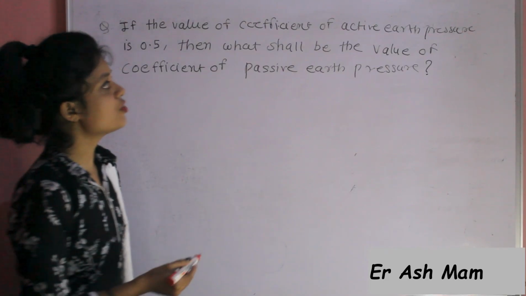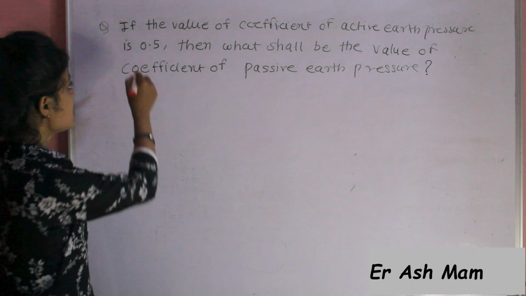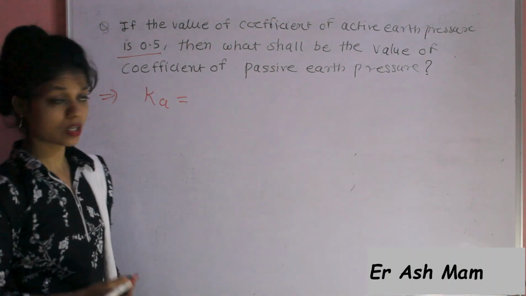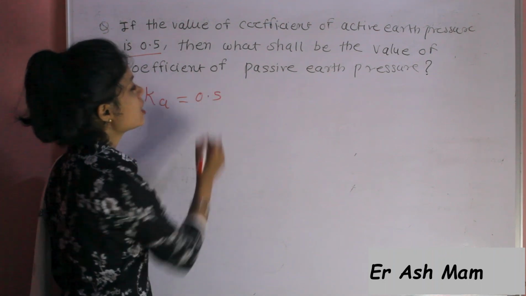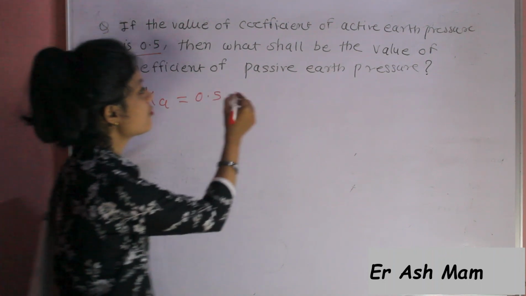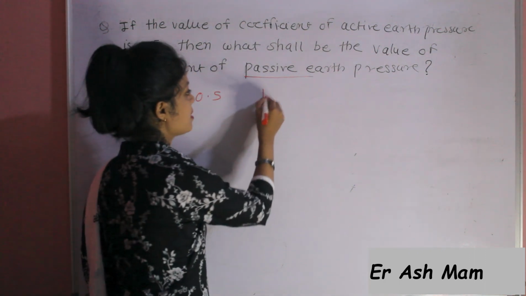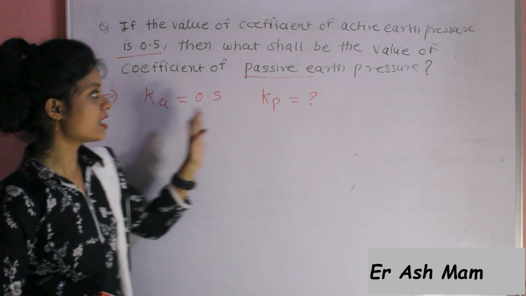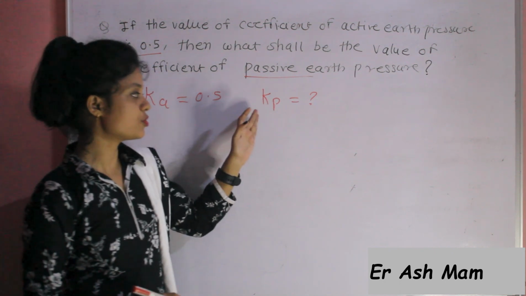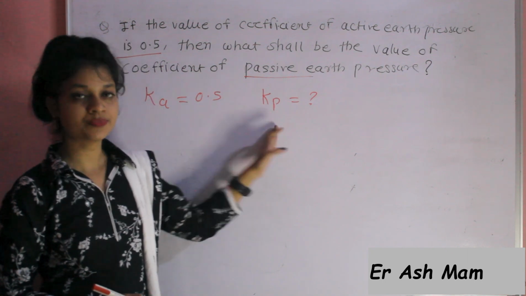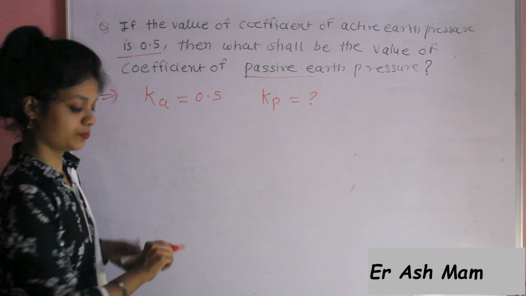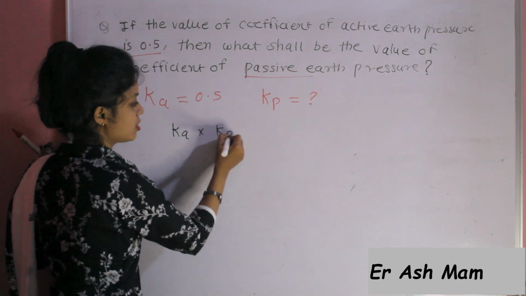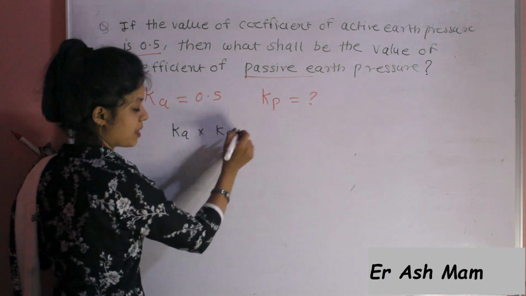Next, if the value of coefficient of active earth pressure is 0.5, what is given? Value of coefficient of active earth pressure denoted by symbol Ka is 0.5 given. Then what shall be the value of coefficient of passive earth pressure, Kp? We know that the relation between coefficient of active earth pressure and coefficient of passive earth pressure, product of this Ka and Kp equal to 1.